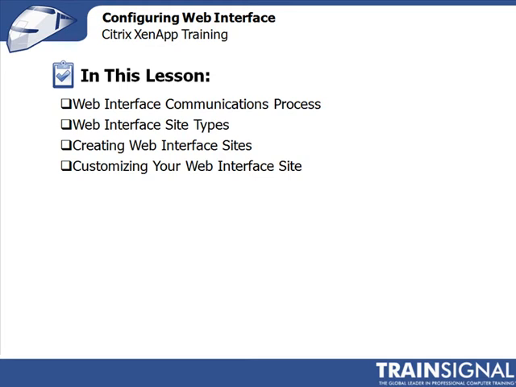So what we're going to talk about is the Web Interface communication process, how the flow of communications happens between the end user through Web Interface to the Citrix farm and back, and how it connects. So I'm going to take you through that. We're going to talk about the different Web Interface site types that you can create. Then we're going to move into the demo portion and talk about how you create Web Interface sites and go through all that and see how you can customize your Web Interface, change the colors, brand it, put your logo on there, and so on and so forth.